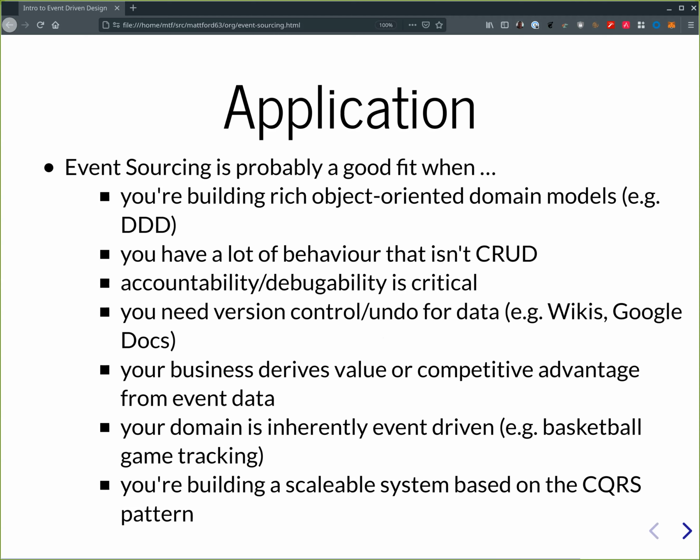Competitive advantage: a lot of people start mining it, they use it as a data source for data mining. When the real world is event driven, it's a natural fit. And when you need something that really can scale, and then there's another pattern here that would probably be of use.